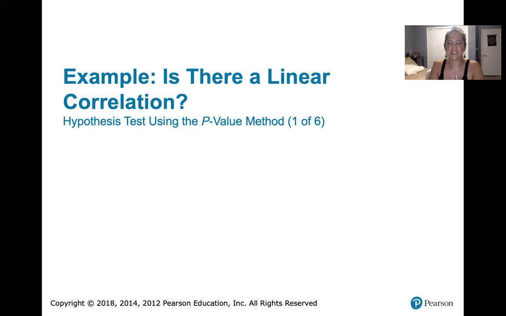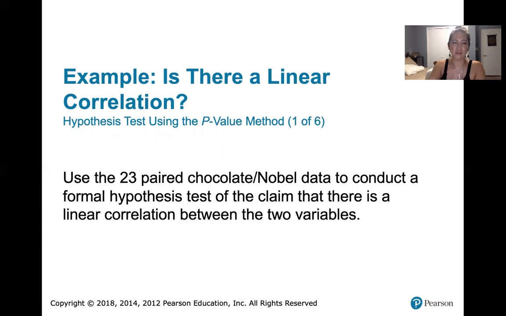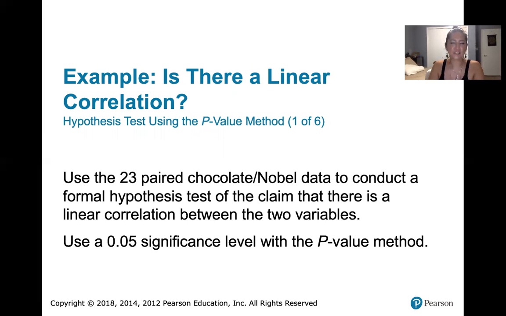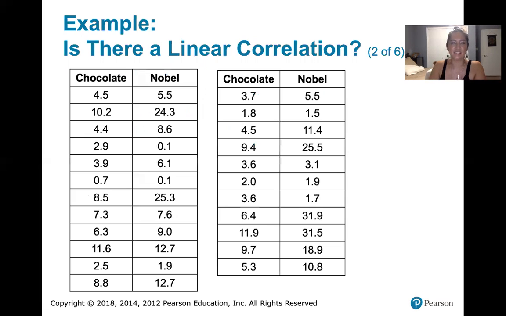We're going to revisit that same data set from before. This time we're going to use the hypothesis test, using the p-value method. We're still using those 23 pairs of chocolate and Nobel laureate data to conduct a formal hypothesis test of the claim that there is a correlation between the amount of chocolate consumed in a country and the amount of Nobel Prizes awarded to people in that country. We're going to use a 0.05 significance level, and we'll use the p-value method this time. So here's our data. I actually have this in an Excel spreadsheet.